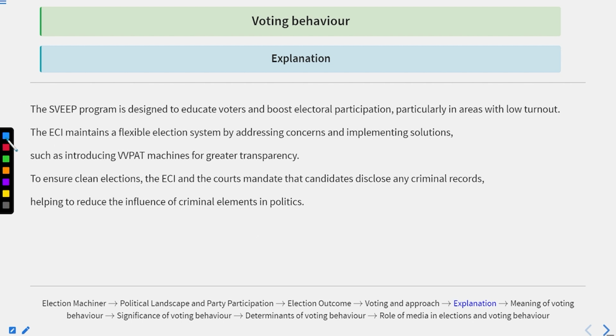Thereafter, the SVEEP program. Basically, SVEEP is designed to educate voters and boost electoral participation, particularly in areas with low turnout. If we talk about Indian history, voting power in the real sense was introduced after the 1952 elections. Prior to this, even in India, there was a system of votes. I'm not saying there was no voting power, but it was not based on universal adult franchise.